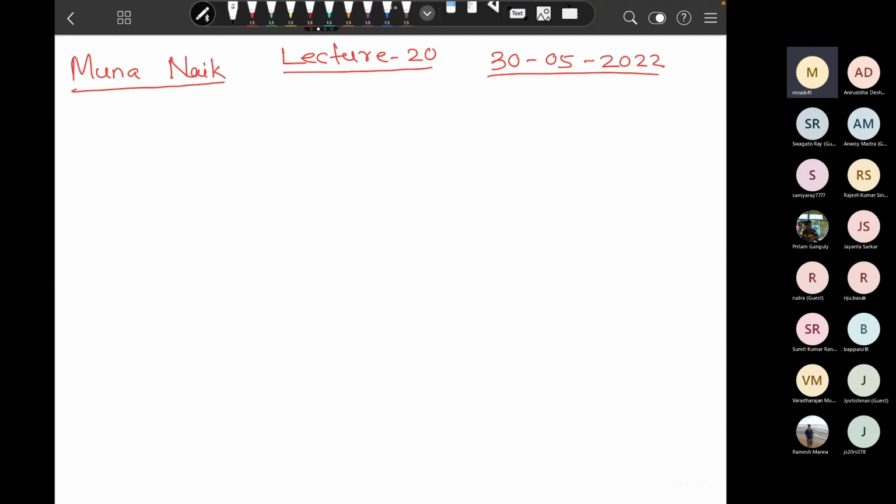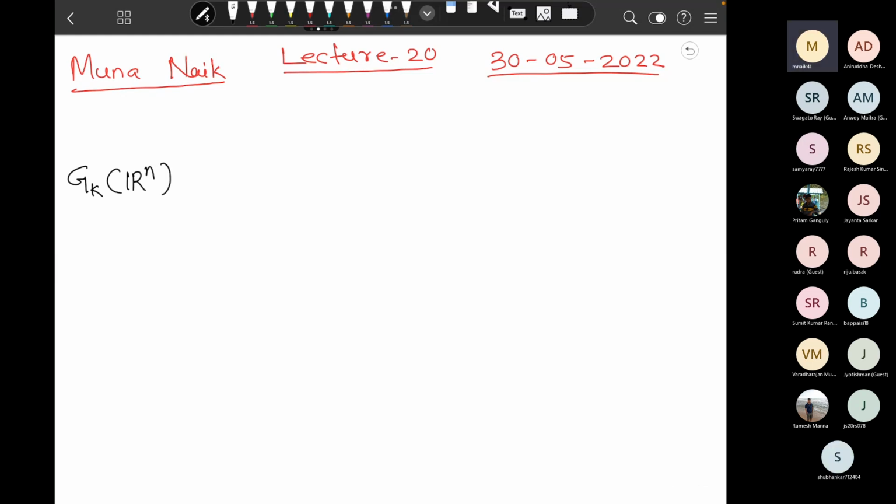So welcome to lecture 20 on Riemannian symmetric space. Last lecture we have seen that this G_K(R^n), the Grassmannian of K-planes inside R^n, we can identify with something called W_K. And what is W_K? W_K is the set of Q belonging to S^n such that Q is equal to Q transpose, and Q squared is equal to Q.